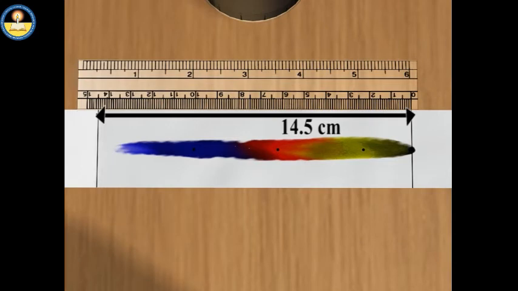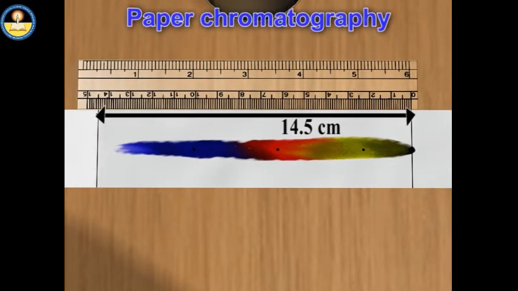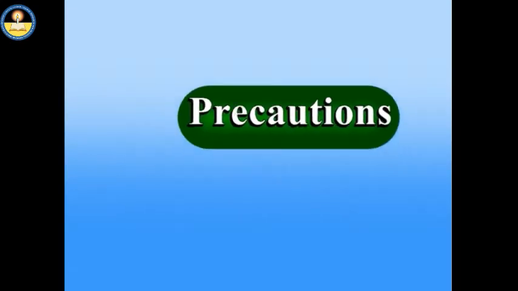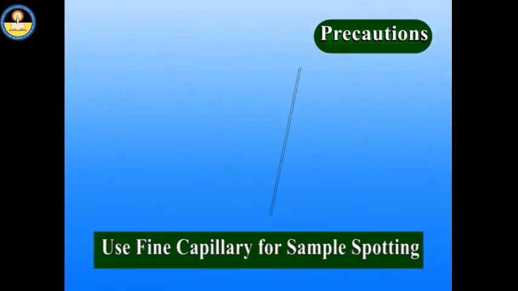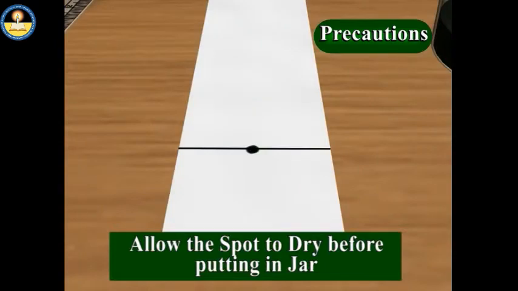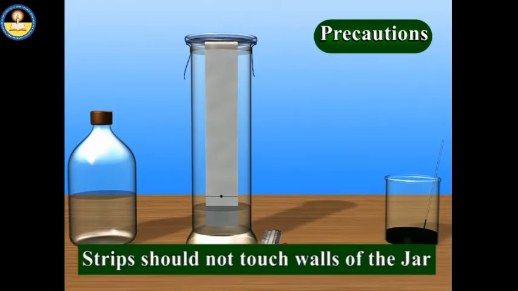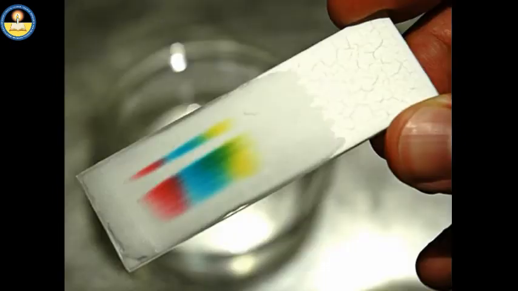This activity is called paper chromatography, as it involves the use of filter paper for the separation of components of a mixture. Let us now discuss precautions to be taken during the experiment. Use fine capillary for sample spotting. Allow the spot to dry before putting in jar. Strip should not be curled when placed in jar. Strip should not touch walls of the jar.